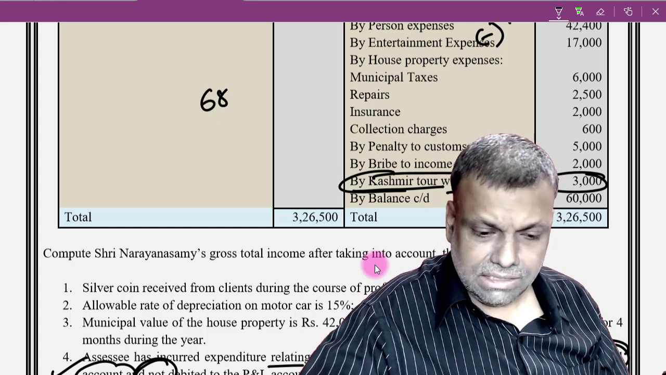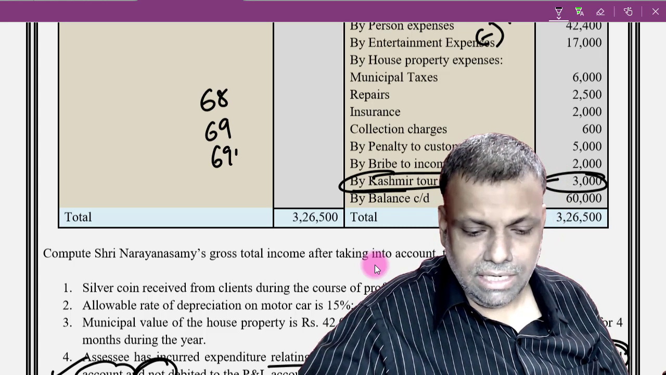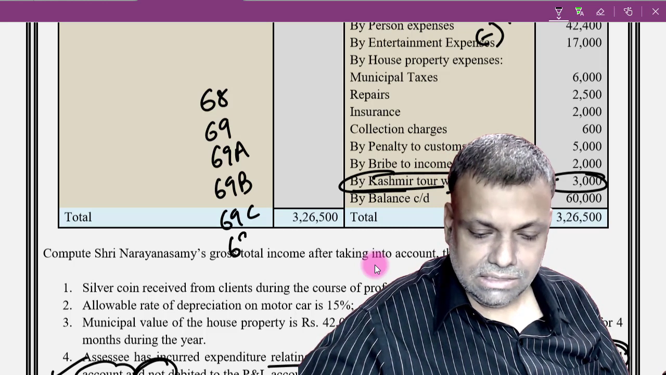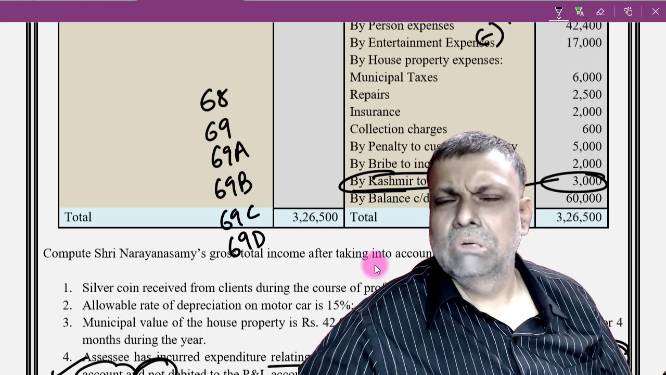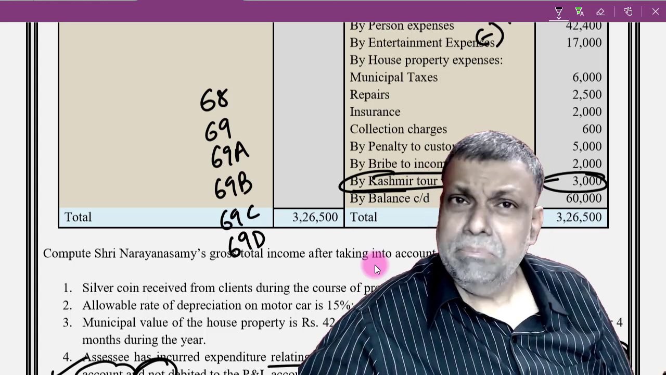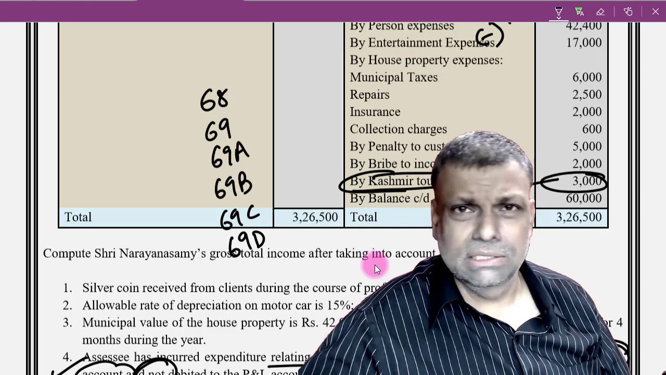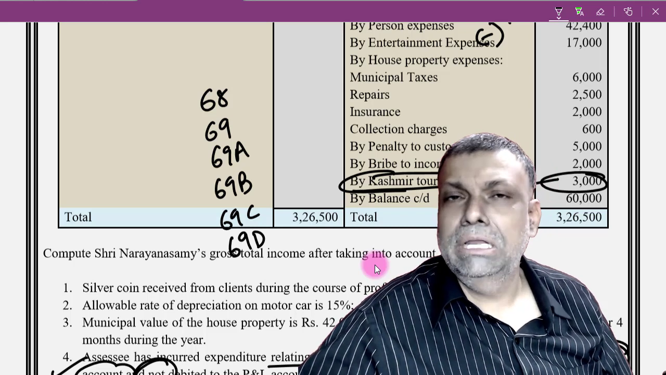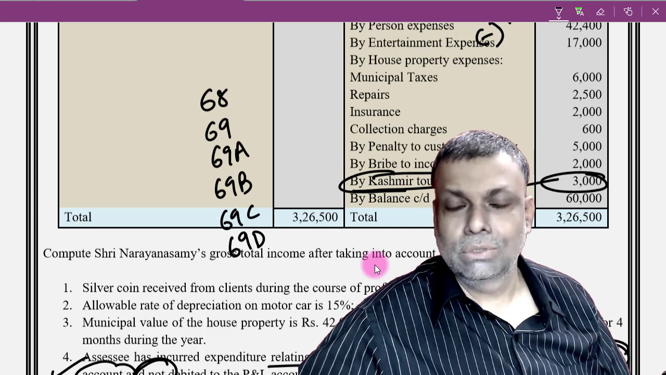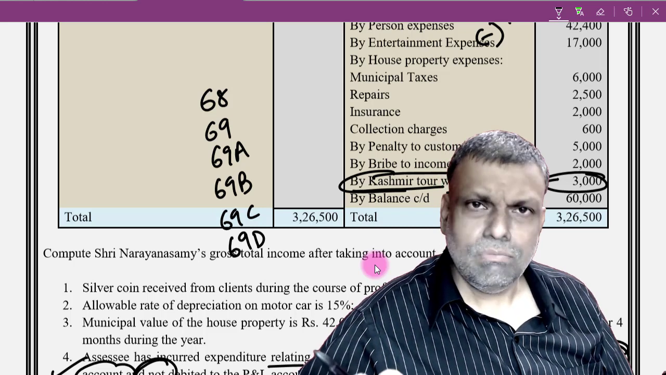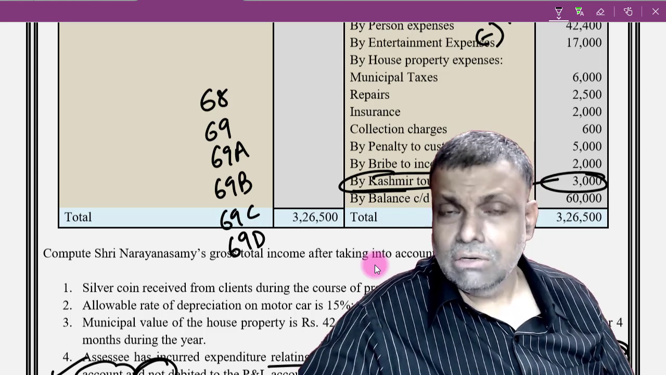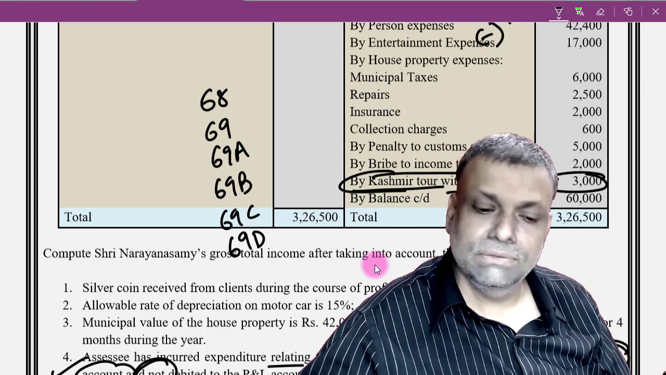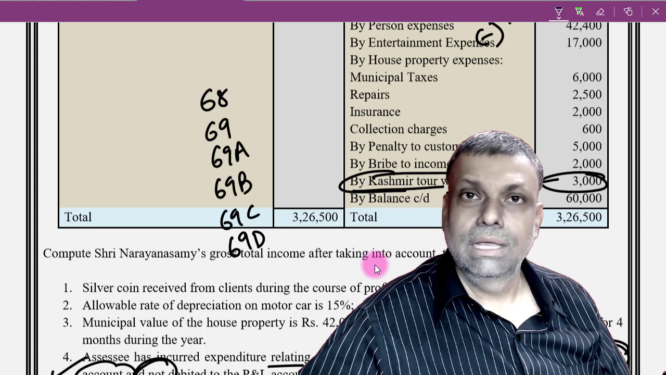We call it section 68, 69, 69A, 69B, 69C, 69D. All these sections are very popular, very practical, very small sections. The theory is not great, very small sections, but it is a very practical kind of situation. Understand the situation, what the law says. These are all situations of deemed income. That means if this condition is satisfied, income will be deemed, and it will be taxable.